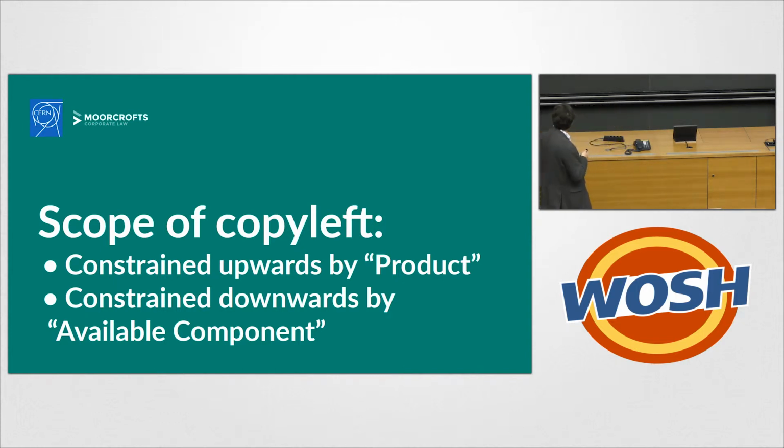And from a downwards perspective, the scope of the copyleft is determined by whether there's an available component or not. So if your design consists entirely of some custom code plus some available components, for those available components, you don't have to release the source. You don't have to release the recipe for making the resistor. That's not something that you're required to do because a resistor is an available component.